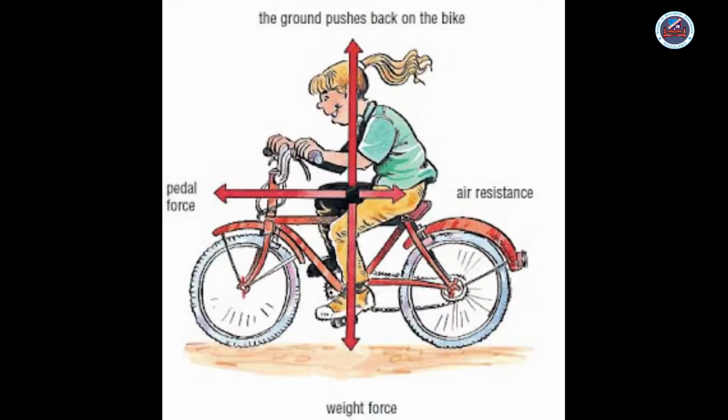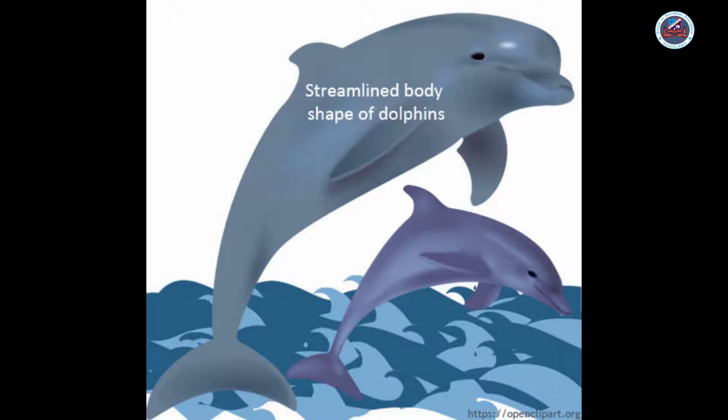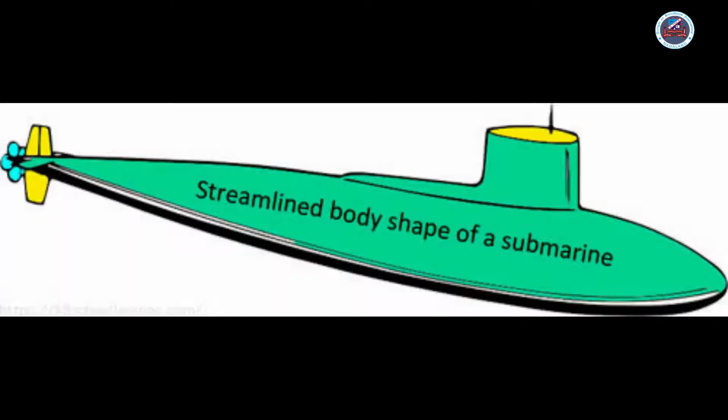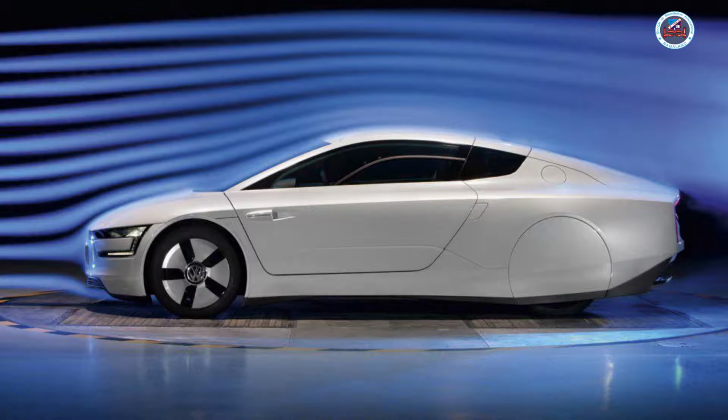Air resistance is like friction. It slows down anything that is moving. You must have noticed that birds, aeroplanes, and even boats have a pointed tip. This shape is known as streamlined shape. It helps to reduce friction and air resistance so that they can move easily.